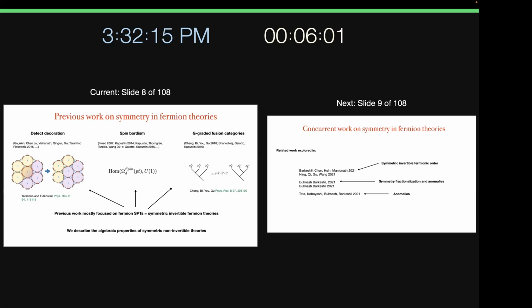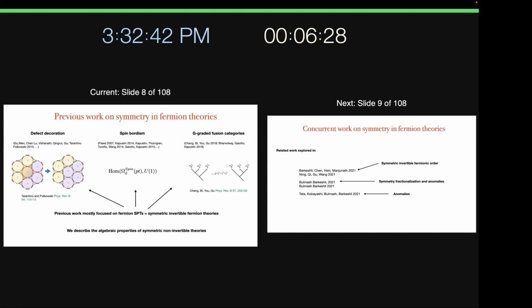The last way is G-graded fusion categories, which is in some sense a fancy way of building these defect decorations. So the G-graded fusion category can be used as an input for building a defect decoration. So all three of these characterizations of fermion SPTs can be related, and we'll see how they sit into the classification that I discussed later.